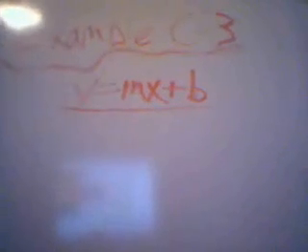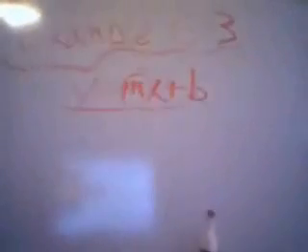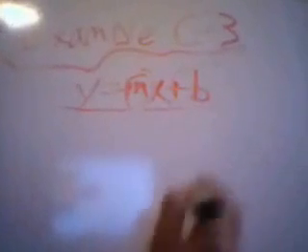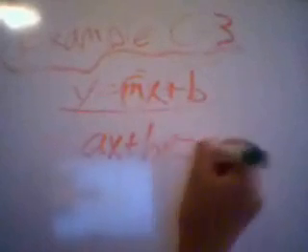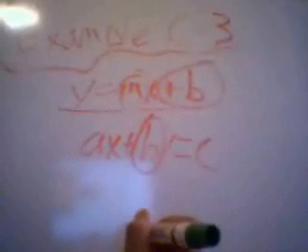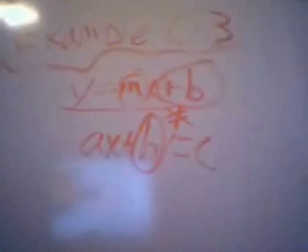The y is basically dy, okay? The only thing you have to worry about is this and this. This is the coefficient of x, and this is a constant by itself. This is not related to the other b, okay? So the ax plus by equals c, this one is not the same as this one, okay? They are not equal.